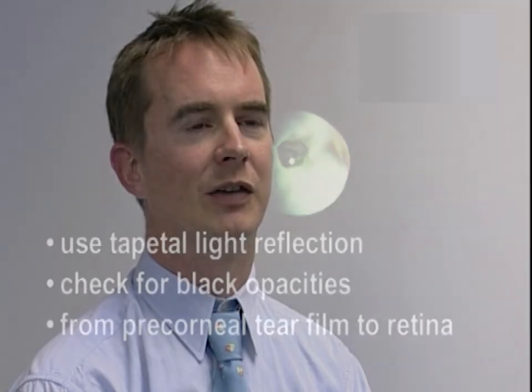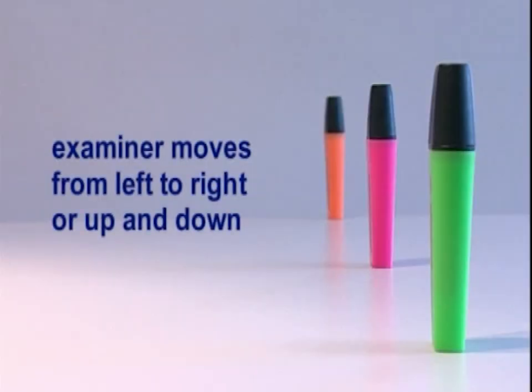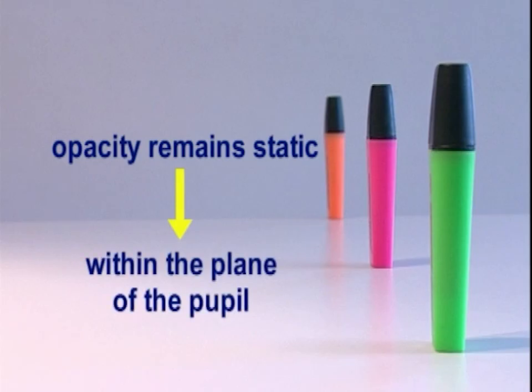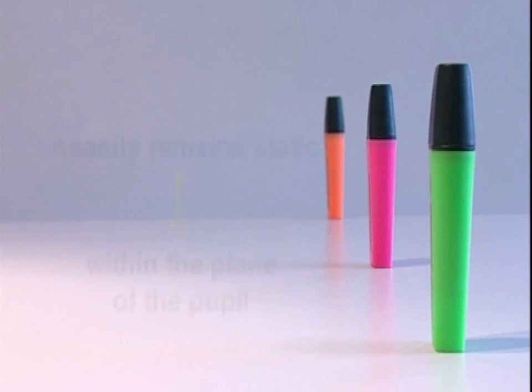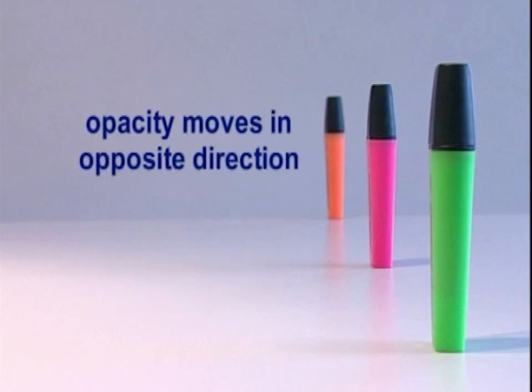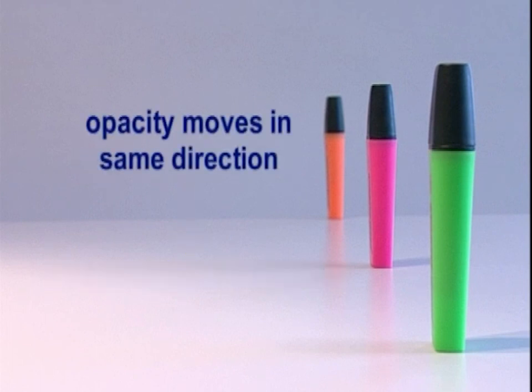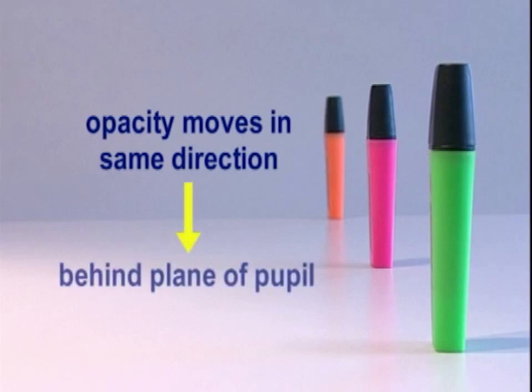Once a black opacity has been discovered, it's important to assess whether it moves within the visual axis as the examiner moves. When the examiner moves from left to right or up and down, if the opacity remains static, then it's within the plane of the pupil. However, if the opacity moves in the opposite direction to the examiner, then it is in front of the plane of the pupil. And if it moves in the same direction as the examiner, then it's behind the plane of the pupil.